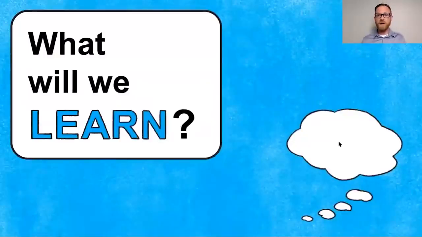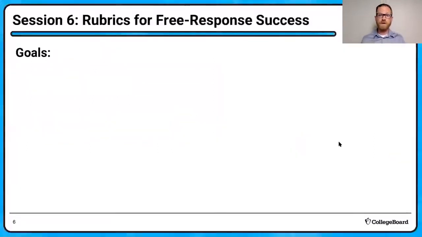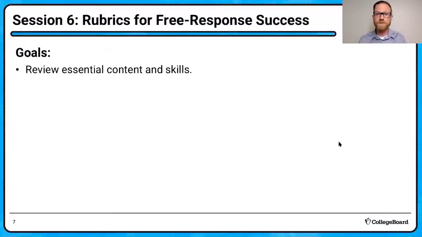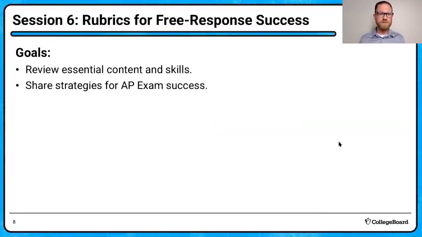Now, let's talk about what we are going to learn in this session here. So I'm going to start with the overall goals, and these are the same goals that we have for every one of these sessions. The first of which is to review essential content and skills. And for this session, that is going to span the entirety of the whole course. So way back to data collection methods, all the way through statistical inference, we're going to do a significance test today. Our second goal is to share specific strategies for AP exam success.